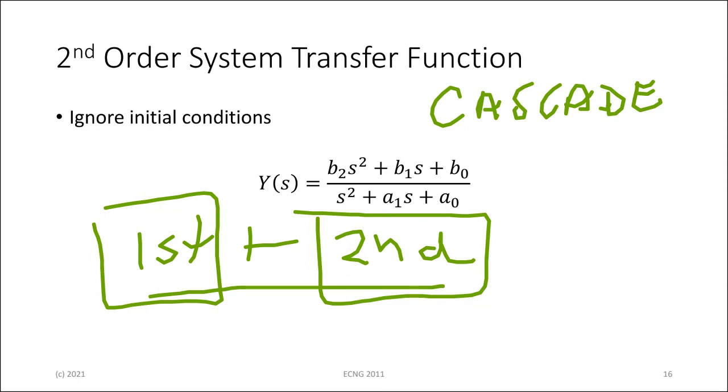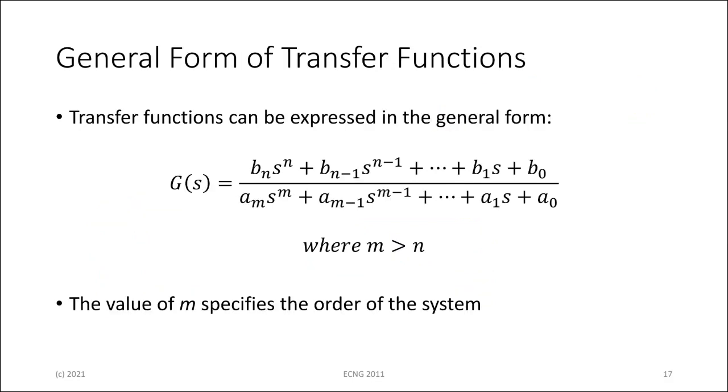So we really only need to know, in theory, what a first and a second order system transfer function looks like. But of course we need to manipulate everything else going forward. And in general, any order transfer function will be a polynomial. The numerator polynomial has some maximum coefficient n. The denominator has some maximum coefficient m.